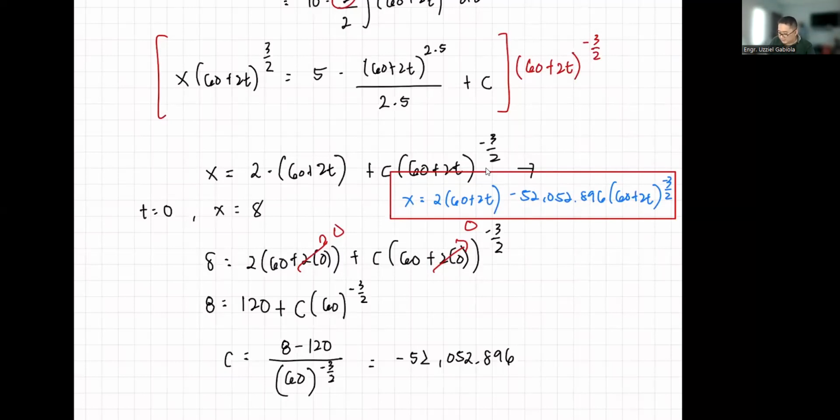So, limbawa, pinahanap sa inyo is after 1 hour. Ilang minutes ang 1 hour? 60 minutes, no? So, dun sa value nyo dito, substitute nyo lang yung 60. So, ano yung magiging value niya? So, i-calculate na lang 2 times (60 plus 2 times 60) minus 52,052.896 times (60 plus 2 times 60) raised nyo ng negative 3.